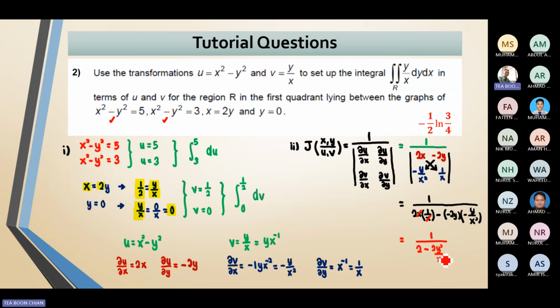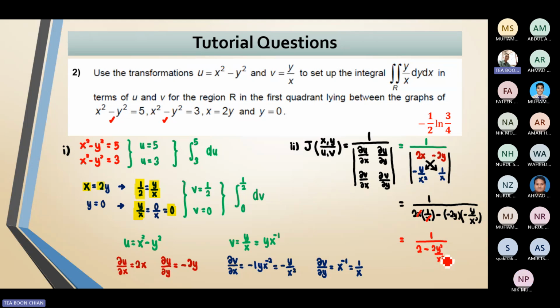Let me repeat. Sometimes when we compute the Jacobian transformation, the J term, we may have only numbers. Sometimes we may obtain more variables x and y. Like in this case, I still have y squared over x squared. Now try to pause for a while and then relate it back to your u and v. Can you directly convert x and y into u and v here? If you can, then do it.